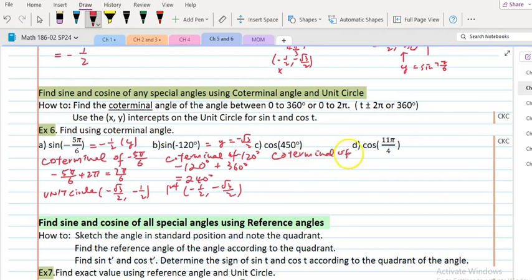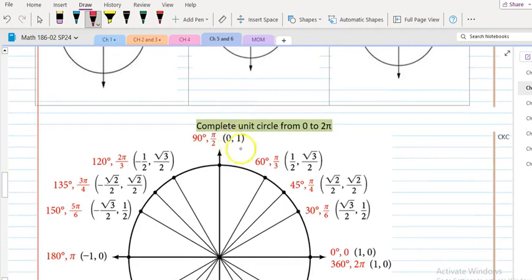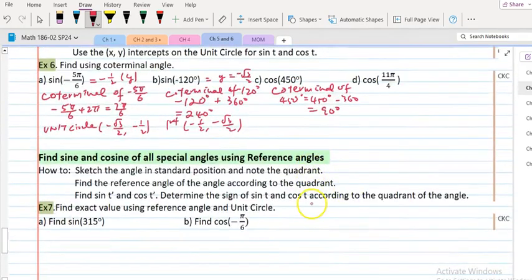If my input is 450, what is the coterminal angle? 450 minus 360 is 90 degrees. So I look at 90 degrees. The point on the unit circle is 0, 1. You don't need to do any calculation, you just look it up. I want cosine. Cosine is x, so that is equal to 0.